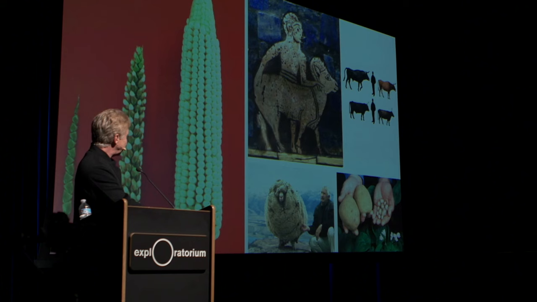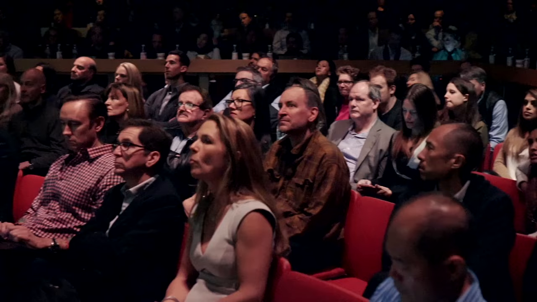I contend that the agricultural revolution occurred in Mesoamerica at about the same time as it occurred in the Fertile Crescent and in China, so between 10 and 15,000 years ago, always pertaining to cereal grains.